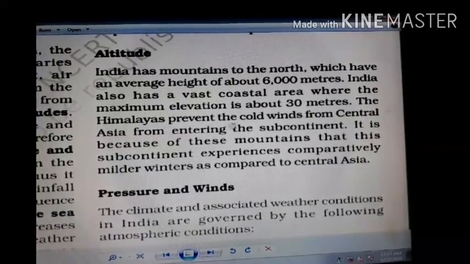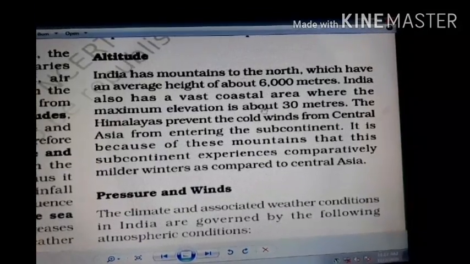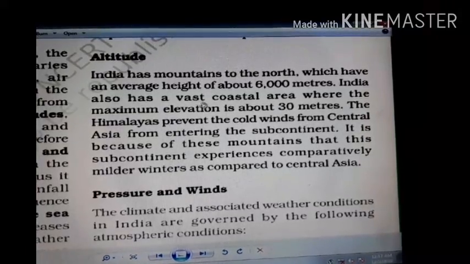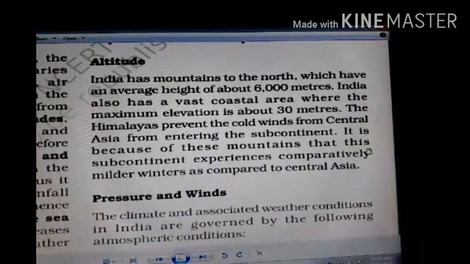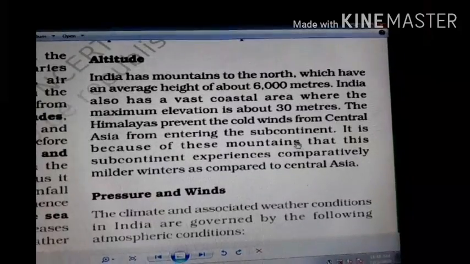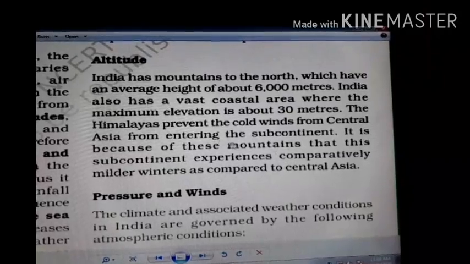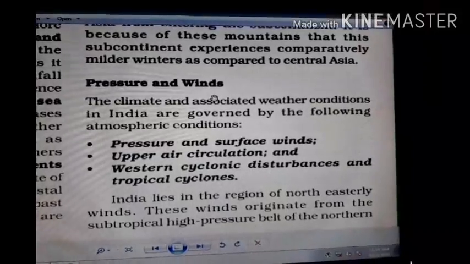The Himalayas prevent the cold winds from Central Asia from entering the subcontinent. The Himalayas' height is up to 6 kilometers, so they protect India from the cold winds coming from Central Asia. It is because of these mountains that this subcontinent experiences comparatively milder winters as compared to Central Asia, and that's why India's temperature does not fall below zero on average, compared to the central part of Asia. Next topic is pressure and wind.